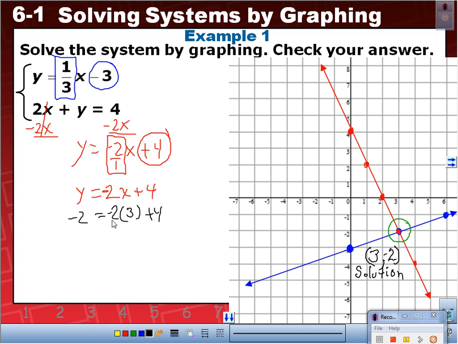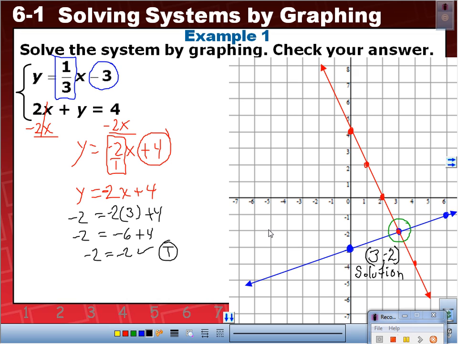So let me simplify. What is -2 times 3? -6 plus 4. I'm going to bring this one down. What is -6 plus 4? -2. Is -2 equal to -2? Yes, this is true. So it is true for that line.